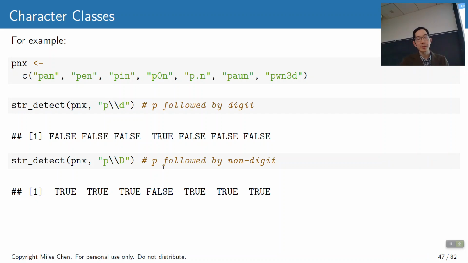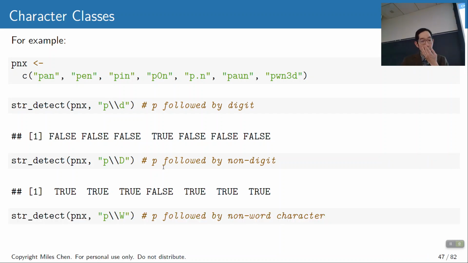Logical opposites there. Okay, P followed by a word character. What will this match? Or what will it not match? Word characters are letters, numbers, underscore. So it will match the PA, the PE, the PI, the P0. It will not match the P dot. It will match the PA and the PW.